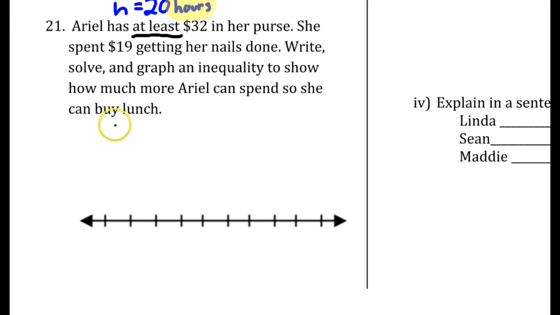Okay? So we got nails plus lunch, and that's going to be bigger than or equal to $32. So the nails again are $19, and we don't know what we can do for lunch, so I'm going to use a cursive L.